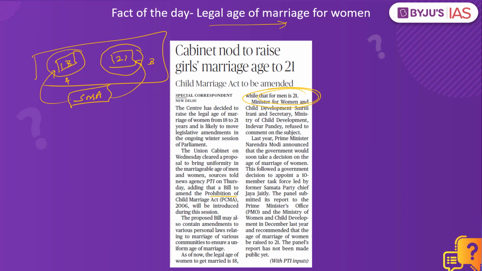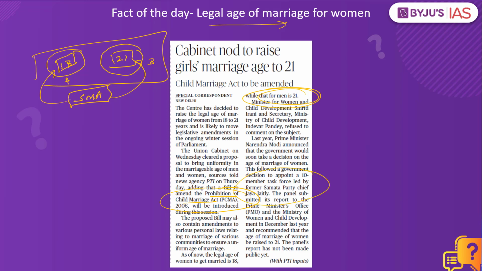Currently we have the Prohibition of Child Marriage Act of 2006. We also have the POCSO Act as well, which we just discussed. To further give impetus to this movement, the Government of India, that is the cabinet, has come up with such a proposal. Basically, in order to have uniformity in age for men as well as women, the Government of India appointed a task force, which was led by Jaya Jaitley.